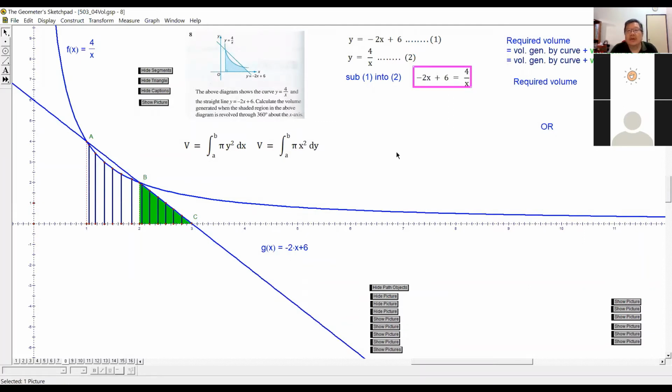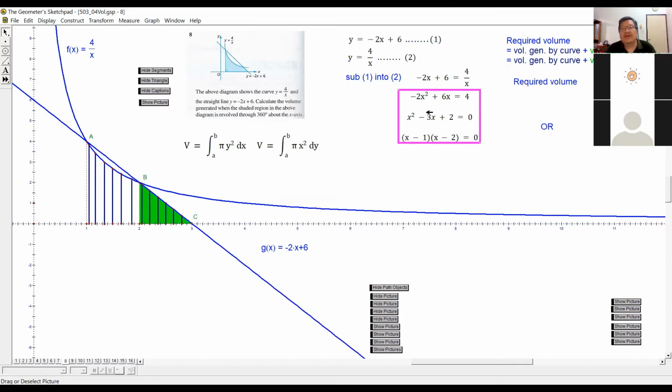Okay, so I join up the two equations. Negative 2x plus 6 equals 4 over x. How to solve this equation? You multiply by x. Every term you multiply by x. So you will end up having a quadratic equation. So when you multiply by x, negative 2x squared. Multiply by x, you have 6x. Multiply by x, you have 4.